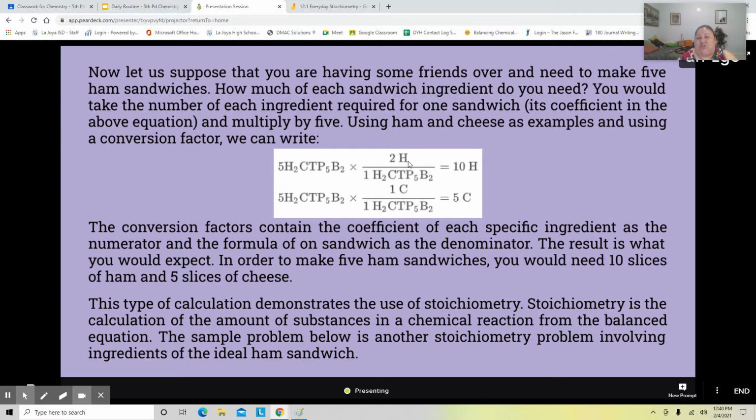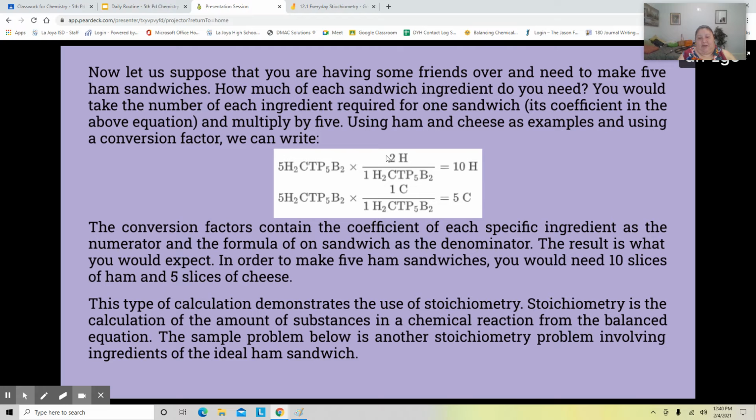And the only thing that's left to do is to run the numbers. 5 times 2, right? Remember, if they're both on top, you always multiply and then you divide by the bottom. In this case, it's a 1, so you really don't have to divide because 5 times 2 is 10. 10 divided by 1 is still 10 for the ham. If we were talking about cheese, 5 times 1 divided by 1 is 5 slices of cheese. If he doesn't have the 5 slices, somebody's going to get a sandwich without cheese.